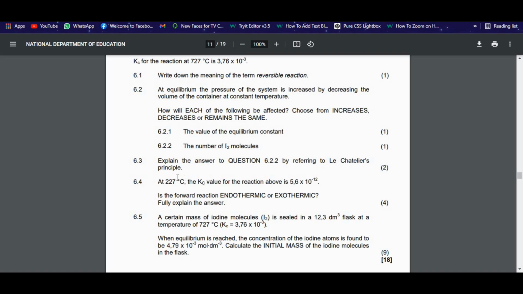And that's Uncle Le Chatelier. Don't say Uncle Le Chatelier in your question paper, please. I do not want to be held responsible for that. That's just me playing around a little bit.